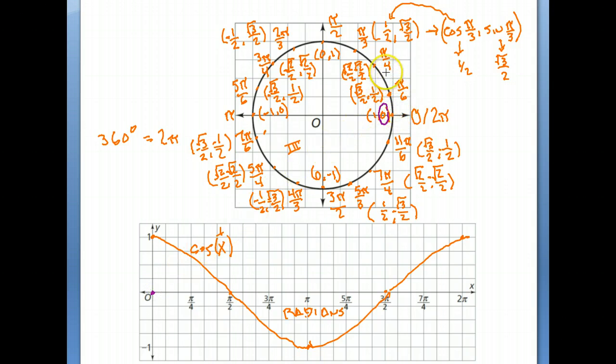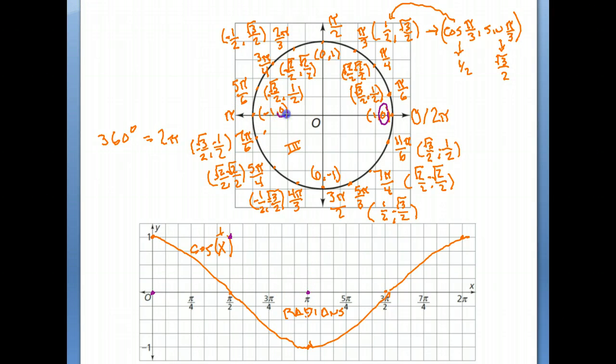All of a sudden our y coordinate starts to get bigger. At pi over 6, it's 1/2. Pi over 4, it's square root of 2 over 2. And all the way up at pi over 2, it's equal to 1. So you can see this starts to rise. And then as we go, it maxes out at pi over 2, and then it starts to get smaller again, down to pi, where it's 0. My y coordinate is 0.